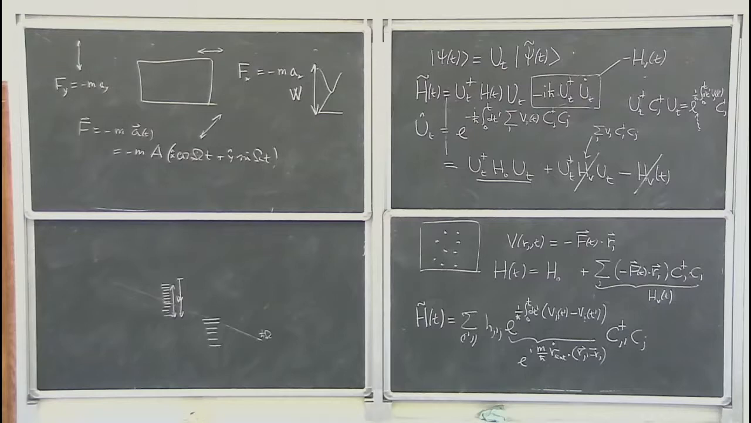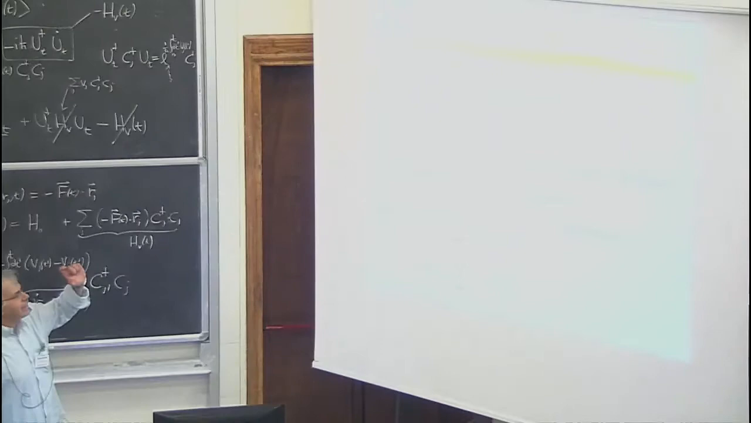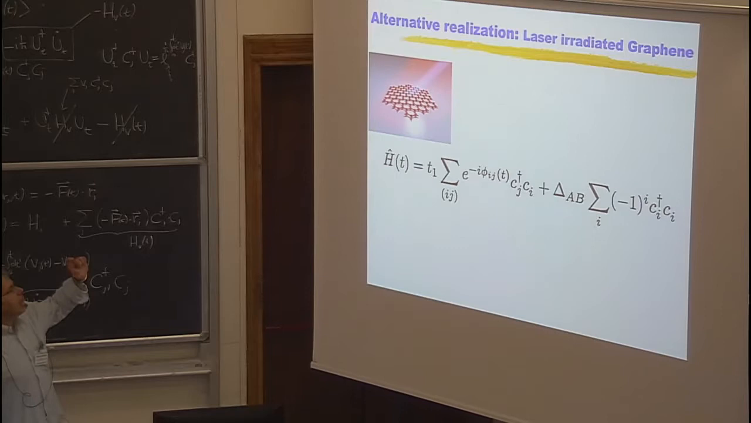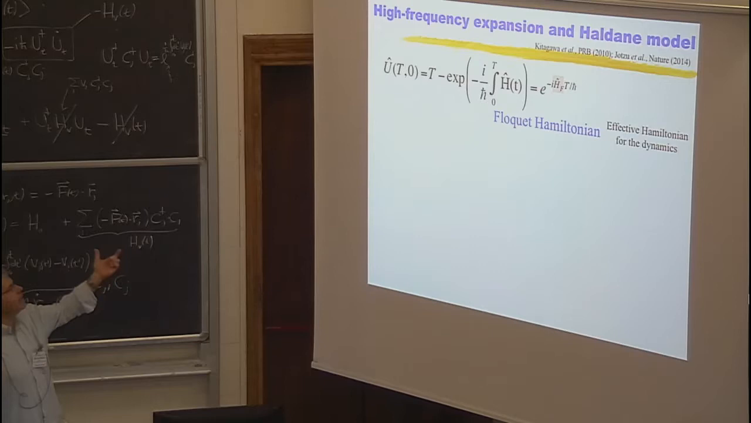So the rest is in fact what I told you before, and you might say, okay, I have a modulated tight binding problem with nearest neighbor hoppings. Now, what do I actually do with it? Why is this topological in any way? This is a driven problem with complex phases. And the trick is the following.